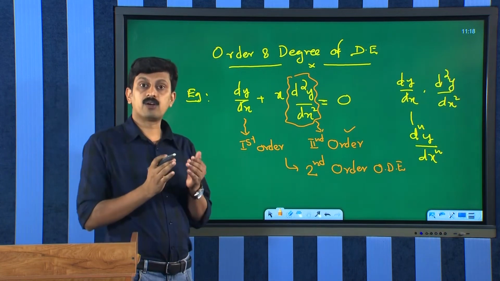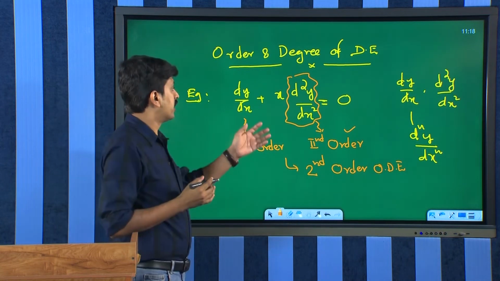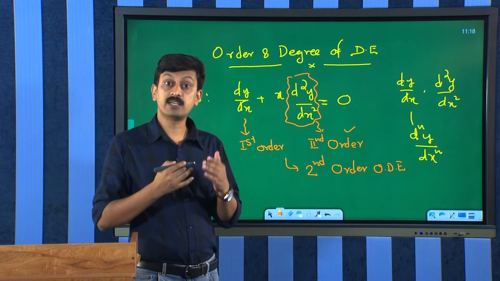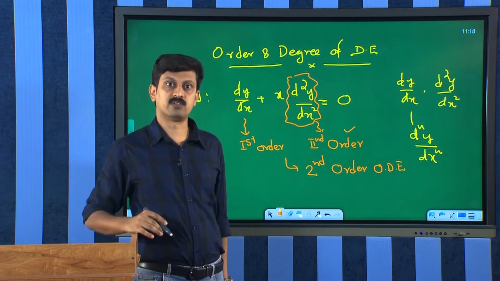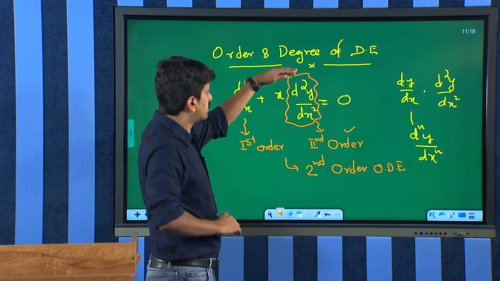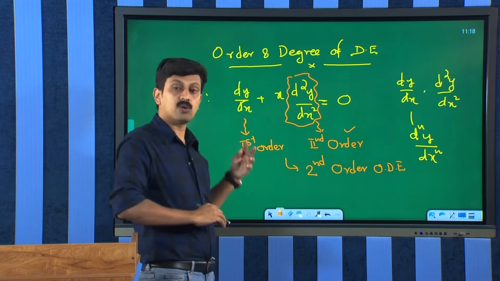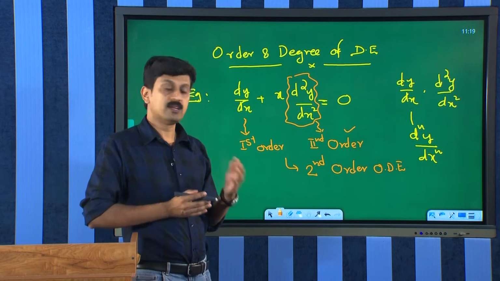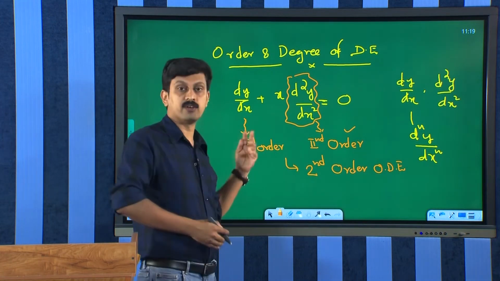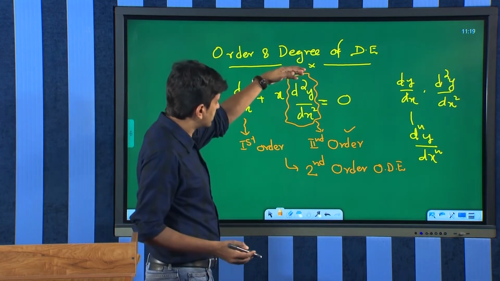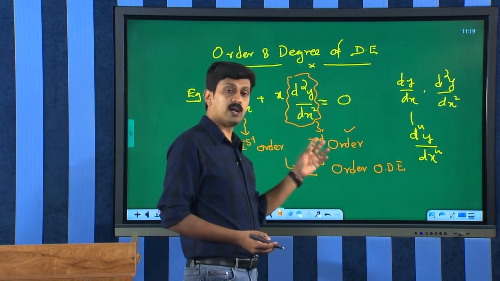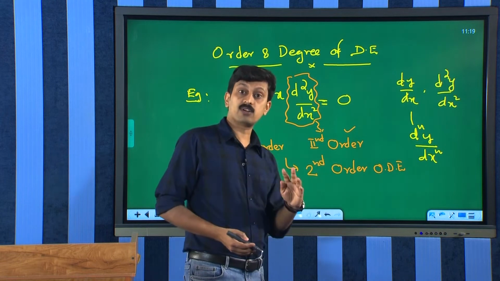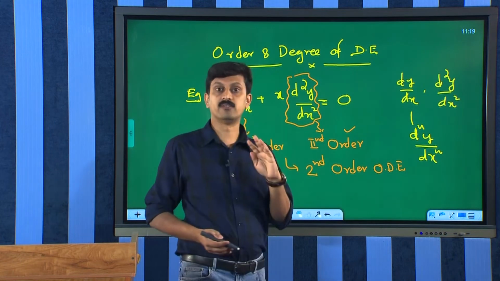See, now we check which is the highest degree, the highest power of the highest order derivative. There are two derivatives here. The first one is the first order derivative dy by dx, and the second one is the second order derivative d square y by dx square. We understood that the second order derivative is the highest order derivative involved.